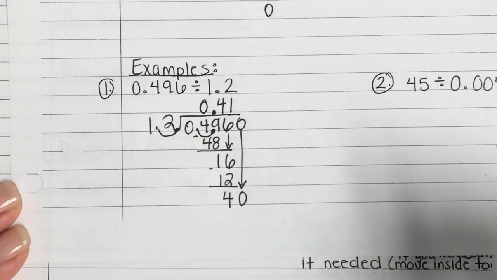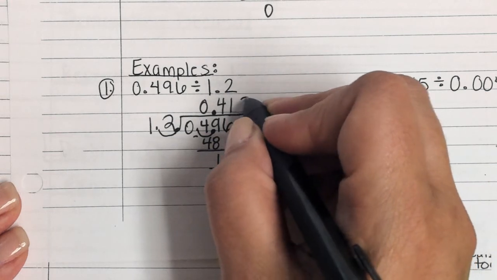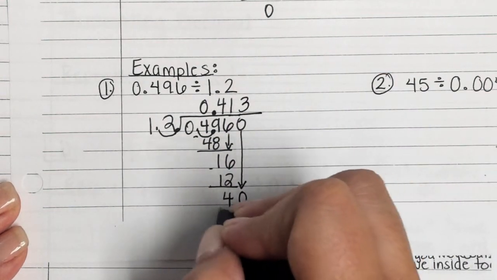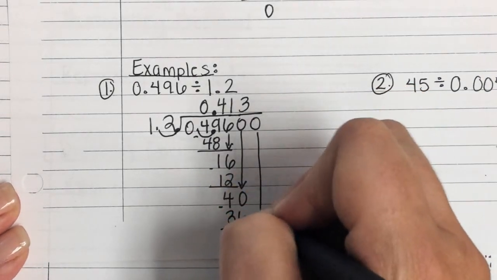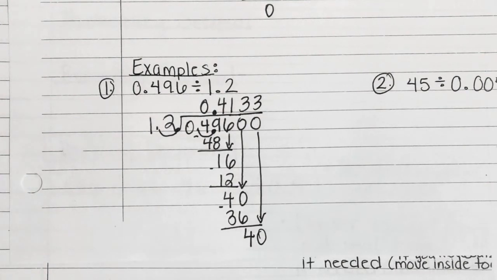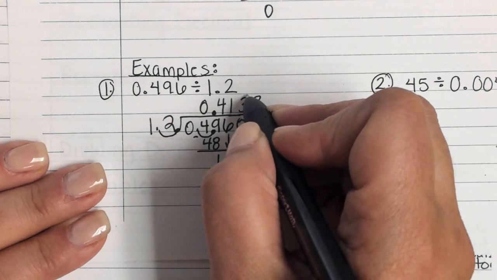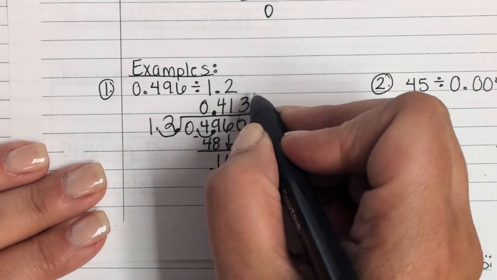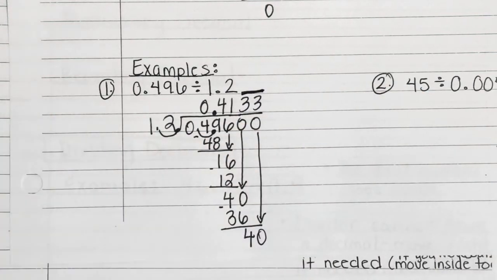So can 12 go into 40? Yes. How many times? 6. Ooh, back that up. 3. 3 times 12 gives me 36. I'm going to subtract. Oh my goodness, look what's happening. It's repeating. No matter what, every time I multiply, subtract, and bring down, I am going to get the same combination. Let's remember, guys, okay? So these 3's are repeating.